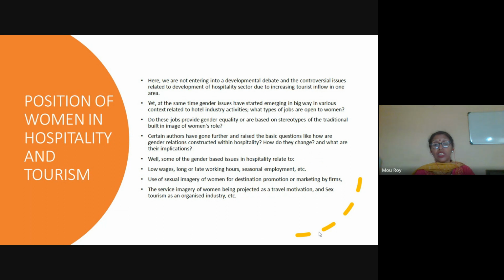Low wages, long or late working hours, seasonal employment, etc., should be properly handled. And the use of sexual imagery of women for destination promotion or marketing by firms is not acceptable.